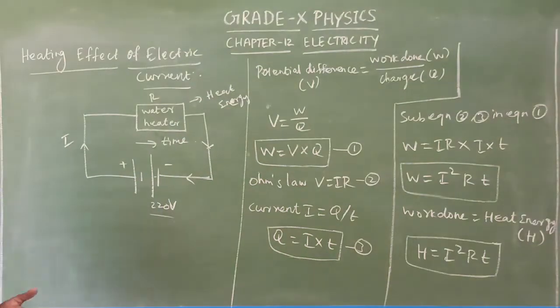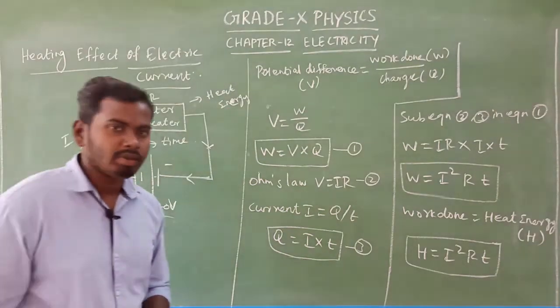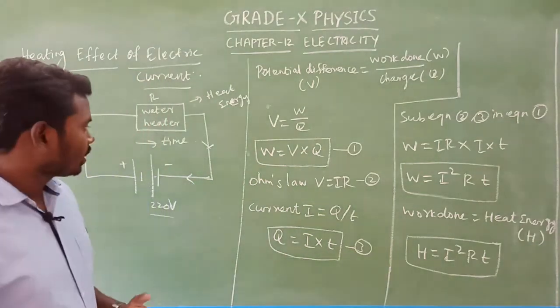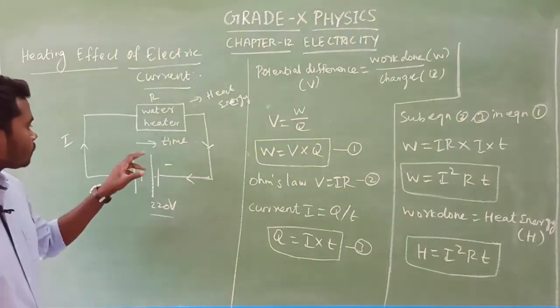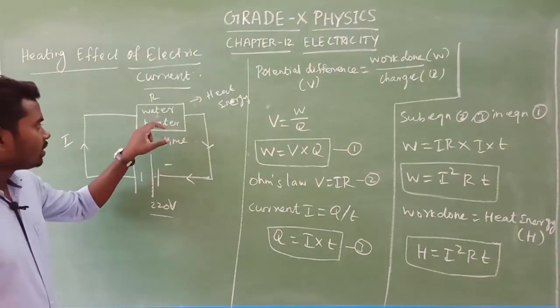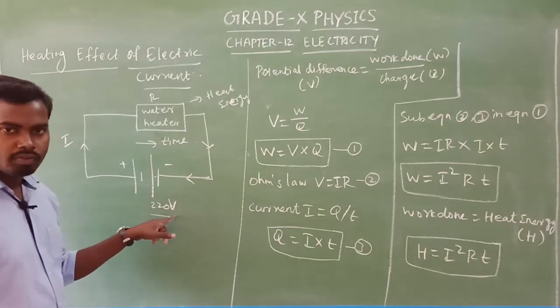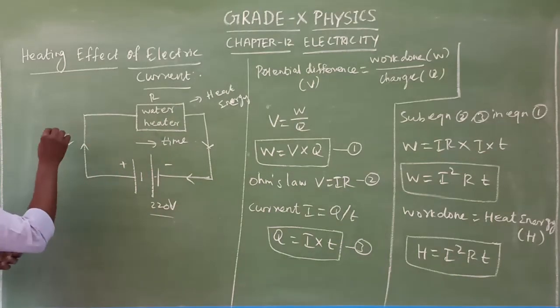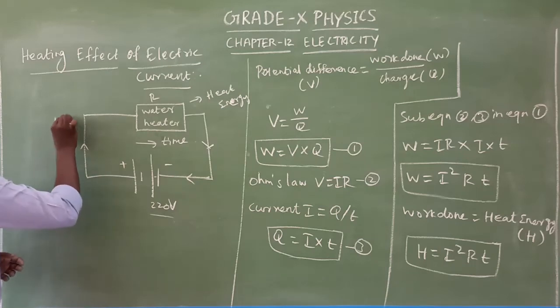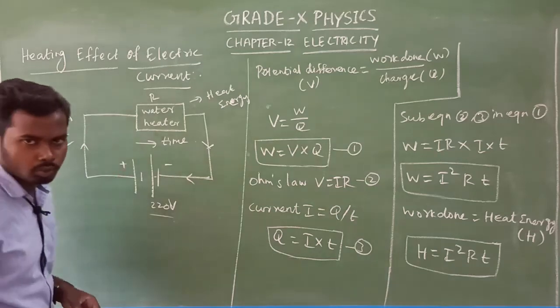That's all, students. Very, very easy. Okay, look at here. Here, consider the electric circuit. Here we have connected the water heater, isn't it? So we apply 220 volt potential difference. So due to this potential difference, for example, a 10 ampere current flows through this circuit, isn't it?